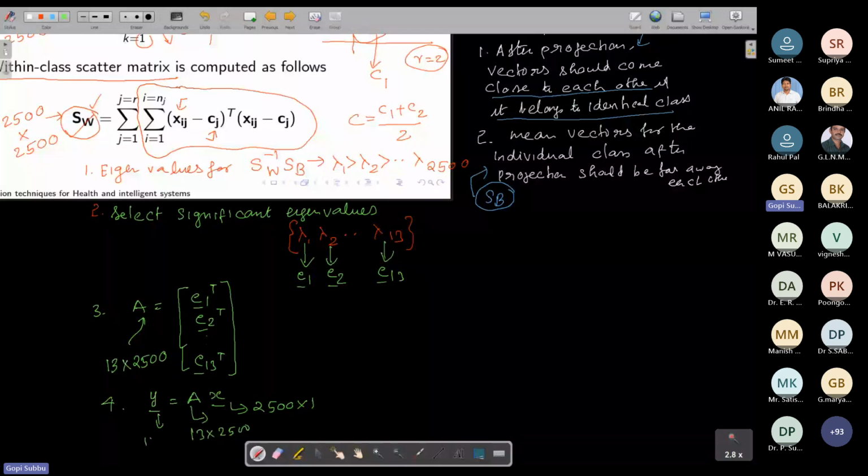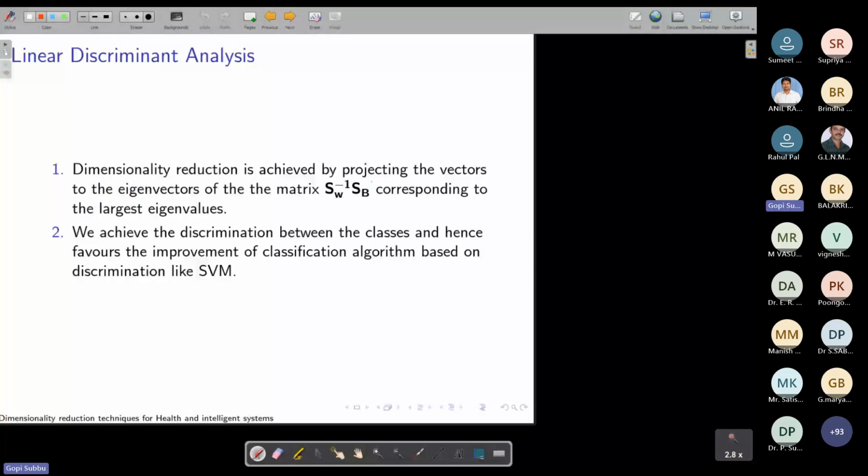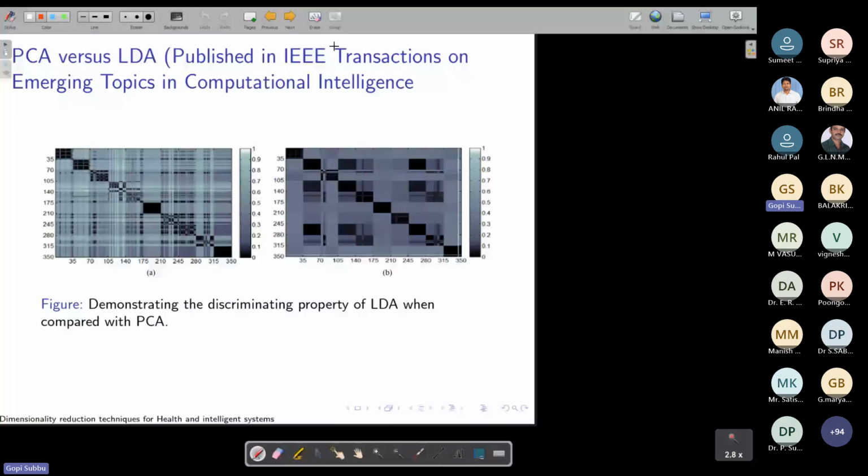But this projected data differs from the projected data we got from PCA. Here we can actually get the vectors to come close to each other if they belong to the same class. That is what we achieved here, right? So this is about LDA. This is what I was telling: we need to find out SW inverse SB, find the significant eigenvalues and the corresponding eigenvectors for doing this projection, right? So now this is the one application done using PCA and LDA projections, right?